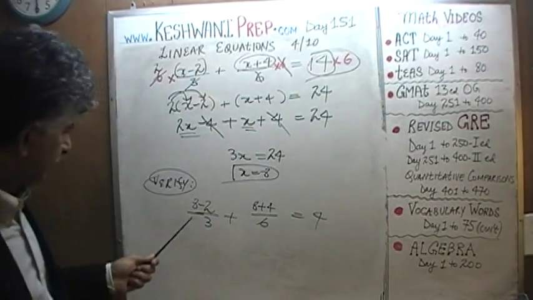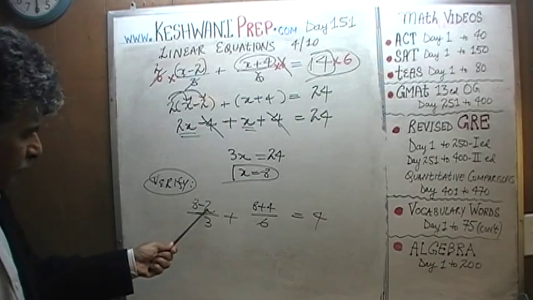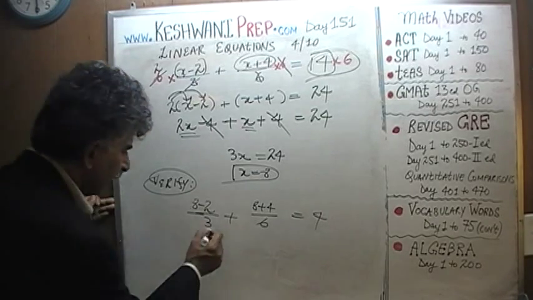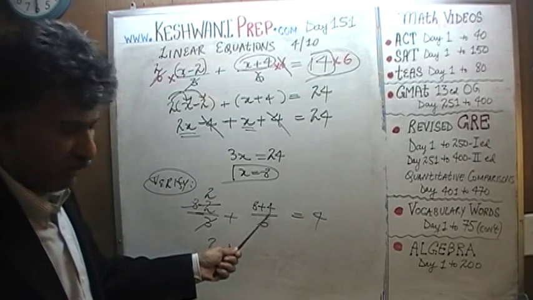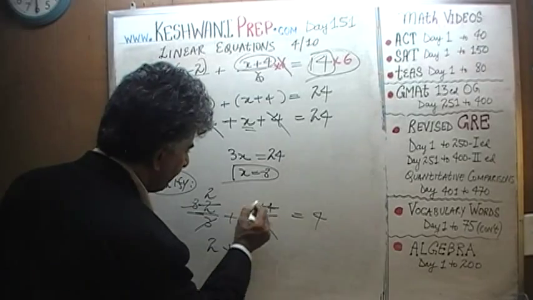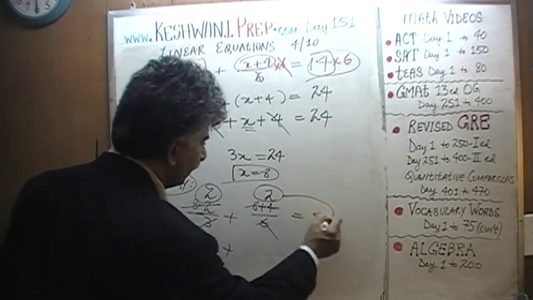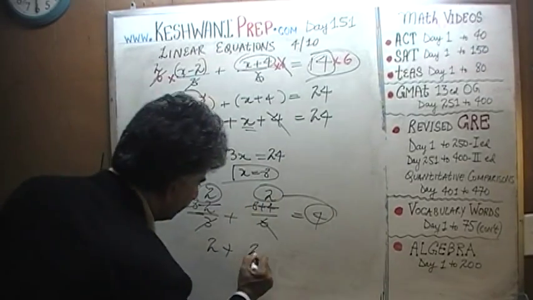Let's see if it does. 8 minus 2 is 6. 6 divided by 3 is 2. 8 plus 4 is 12. 12 divided by 6 is 2. There you go. 2 plus 2 equals 4. It works.